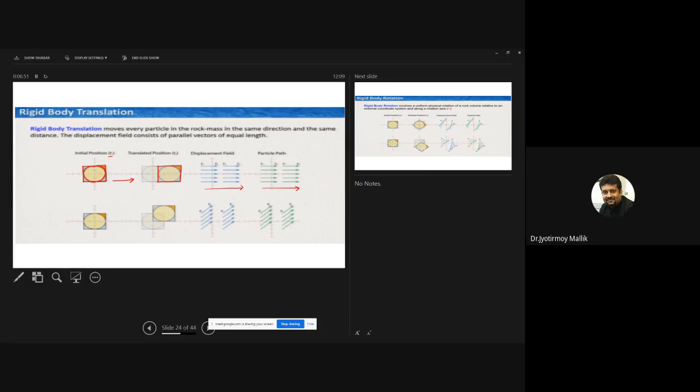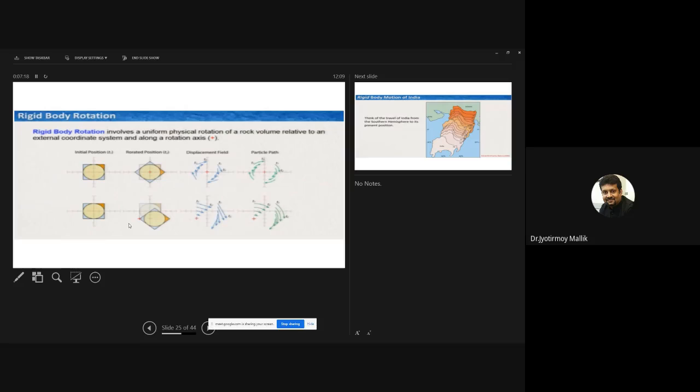Now, it doesn't have to be along the x-axis; it can be along any axis. Say, for example, here the displacement vector follows around a 45-degree angle with respect to the x-axis. So this is my position A, which is translated to position B, and these are my corresponding displacement vectors and particle paths. I hope this is clear to you.